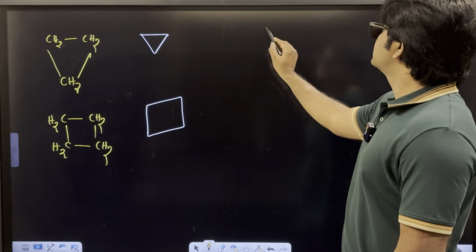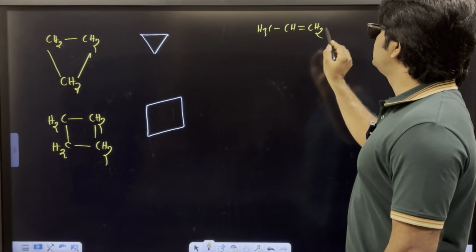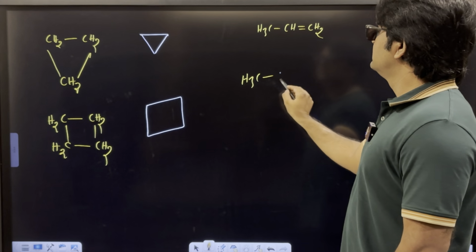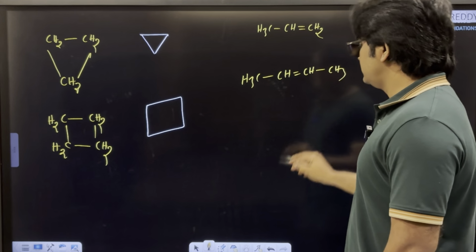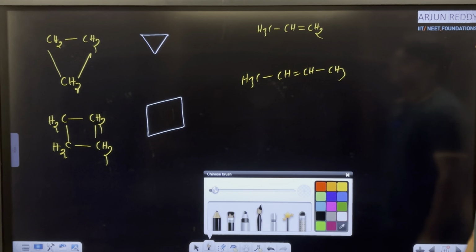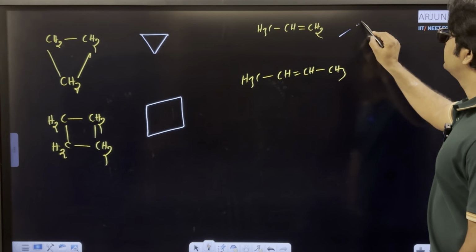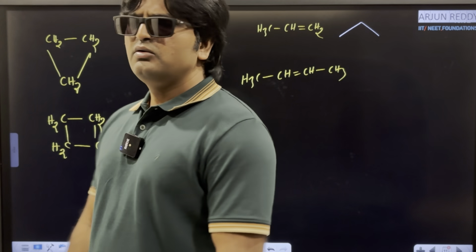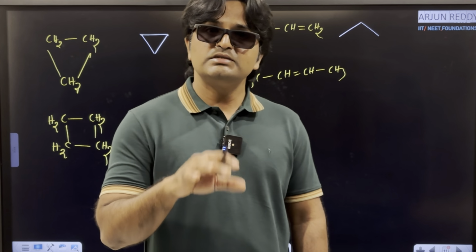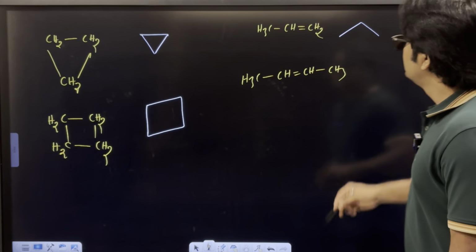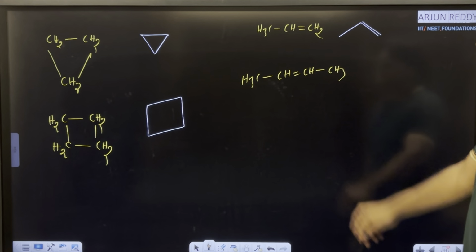Some unsaturated systems like CH3 CH double bond CH2, and then CH3 CH double bond CH CH3. What is the bond line notation for this? Here 3 carbon atoms are there, so I am taking a bond line formula like this. You are not writing hydrogen, carbon atom, or CH, but don't miss pi bonds. Here we are keeping the pi bond. This is the bond line notation. Clear? Come to next example.